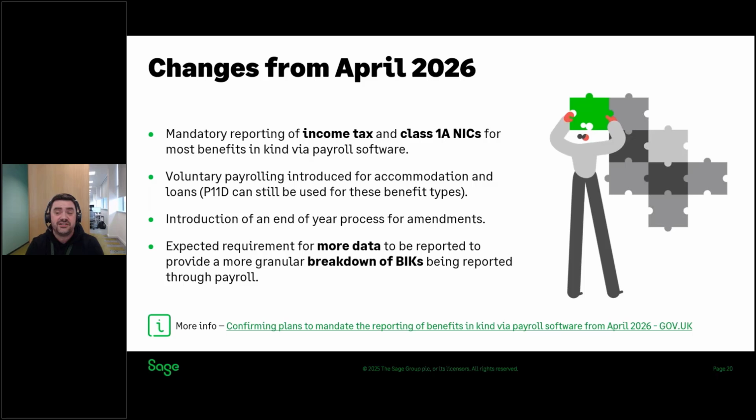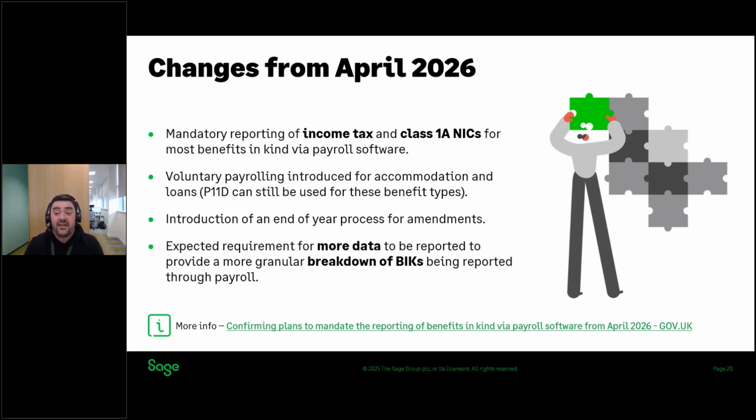But for all other benefit types, it will be mandatory to report them via your payroll software. So one of the key differences between how it currently works and how it will work is that the Class 1A national insurance will need to be reported and paid in real time, whereas right now it's reported at the end of the tax year as part of the P11D employer declaration. They've also said there will be an end of year process that could be used for amendments, although they would prefer employers to make any necessary corrections during the tax year by adjusting taxable amounts as needed.